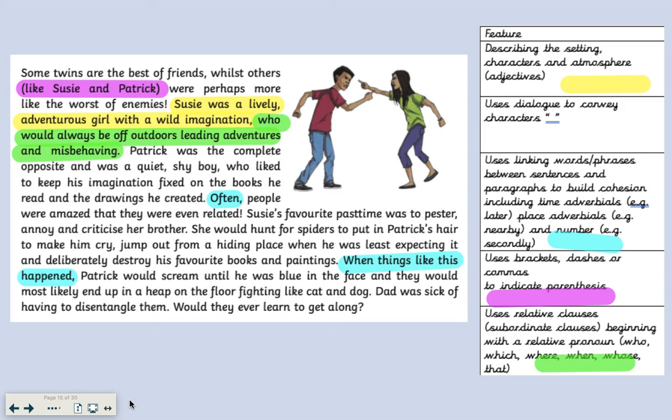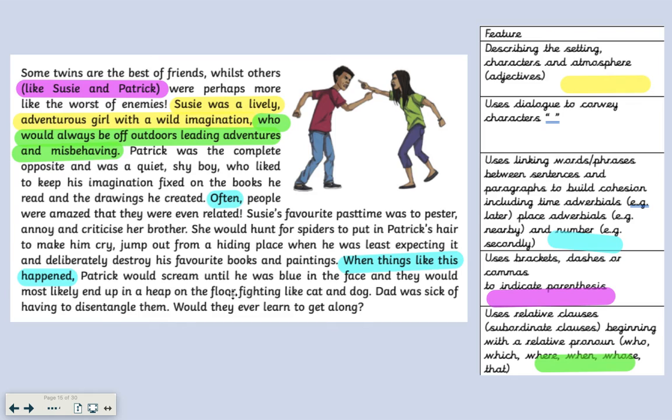Then we have who. Now, who is our relative pronoun, isn't it? Okay? So, who would always be off outdoors, leading adventures and misbehaving. So, that is our relative pronoun sentence, a relative clause or subordinate clause, whichever way you like to say it. It's added extra information about our Susie. Then, I have highlighted often in blue because that is a time adverbial. And then when things like this happened is a linking phrase between those two sentences. So again, that is blue.